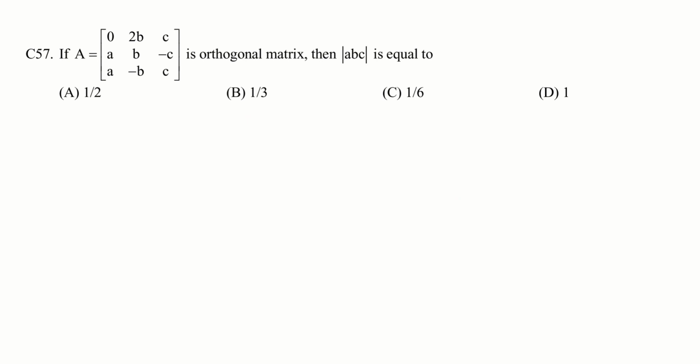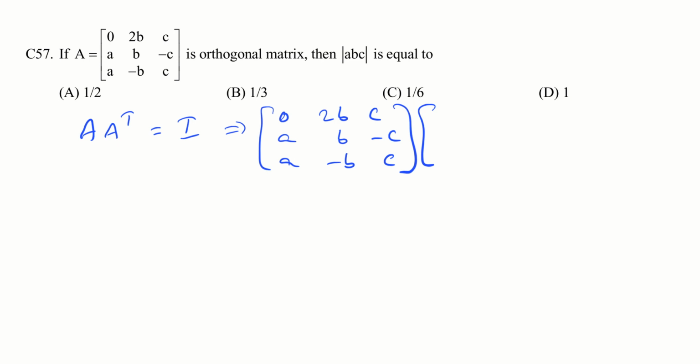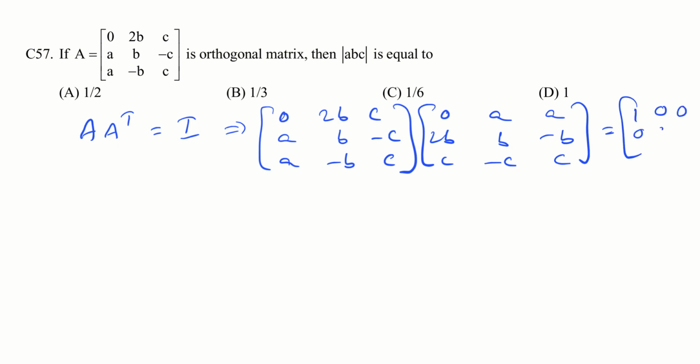He gave that the matrix is an orthogonal matrix. So I have A A transpose is nothing but I. So using that I have the matrix 0, 2b, c, a, b, minus c, a, minus b, c, and I'm taking the transpose, is nothing but 1 0 0, 0 1 0, 0 0 1.